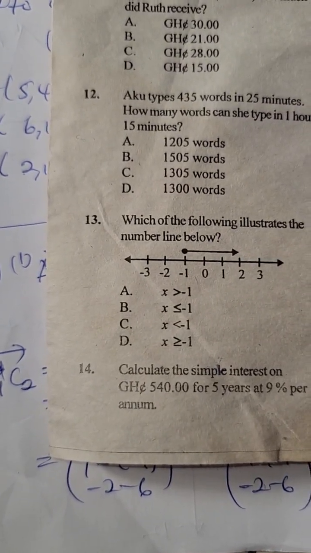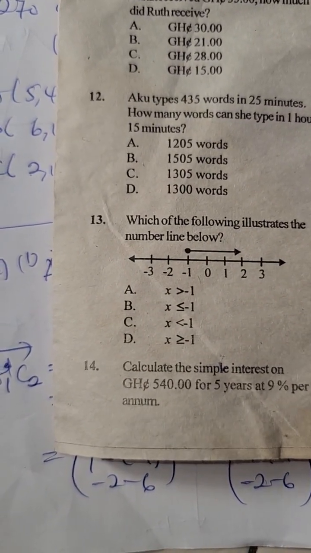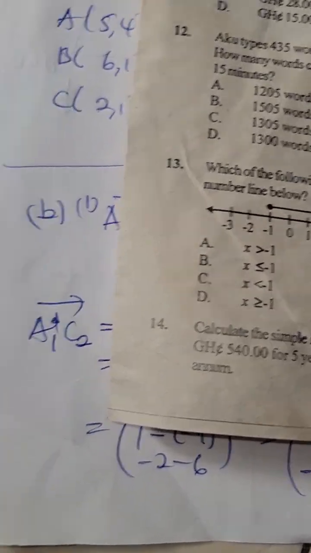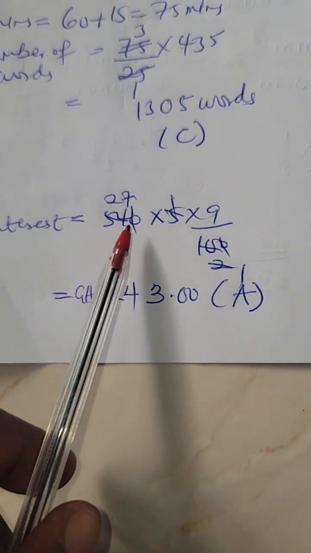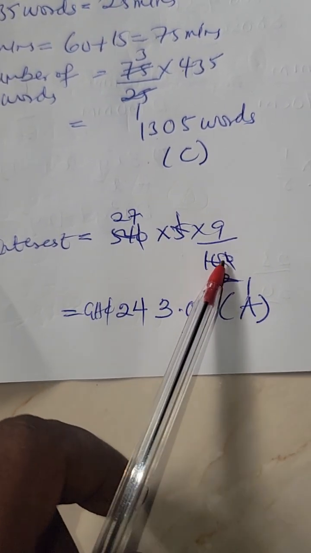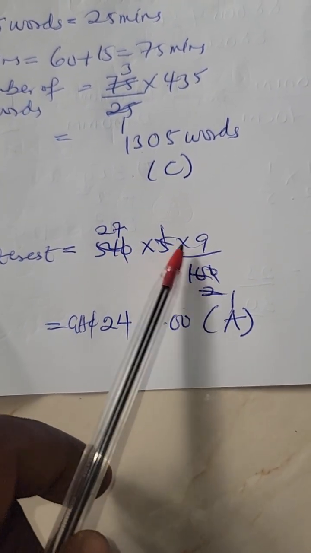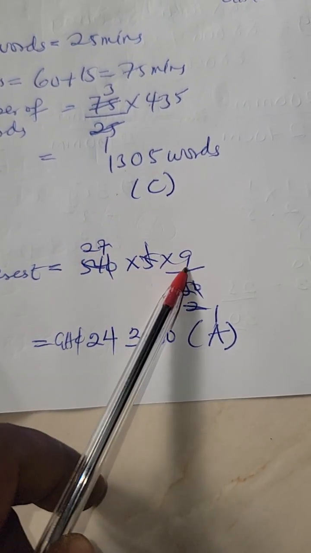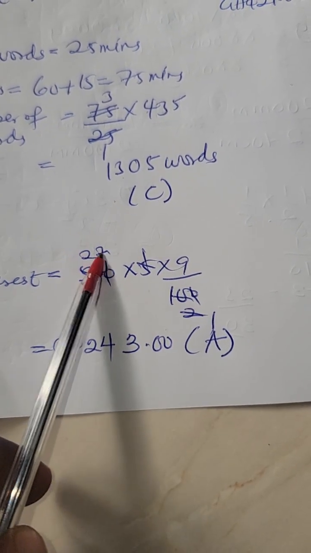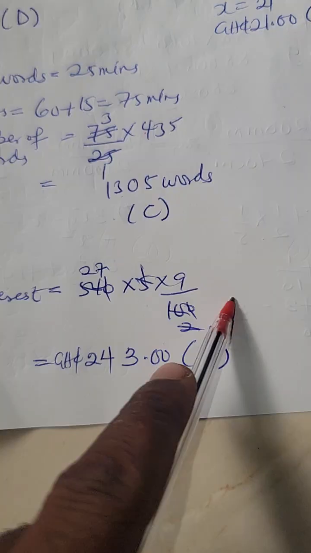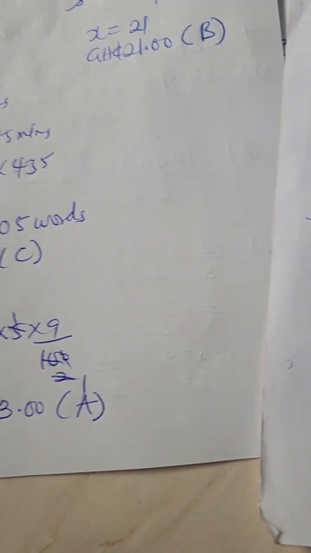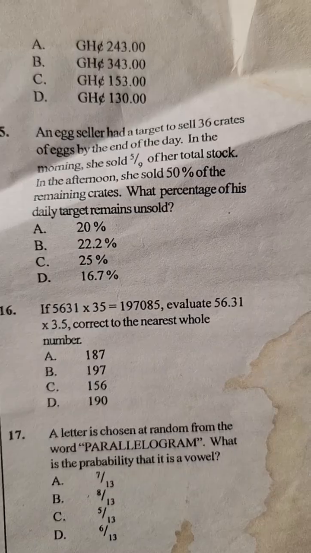14. Simple interest. Find it. 540 cedis for 5 years at 9%. So principal times time times rate. So the rate is out of 100. So I take off the trailing 0 here. 5 here, 1, 5 here, 2, 2 here, 1, 2 here, 27. 27 times 9. 9, 7, 63, 3. We have our 6, 9, 2, 18 plus the 6, 24. So that's 243 Ghana cedi.